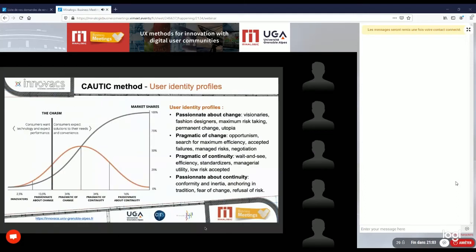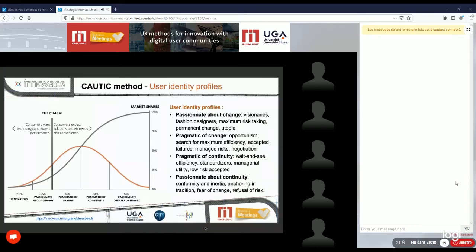Now we present the second main principle of the CAUTIC method, which is the user identity profile. The sociology of user experience says that the users are not the same in front of an innovation. Users are more or less open to innovation, to the novelty, to change. And this is also well known in marketing methods. So when we evaluate the meanings of use criteria, we have to know who we are talking to. Are we talking to people who are passionate by innovation and change, or people who are strongly attracted by tradition, continuity, stability?